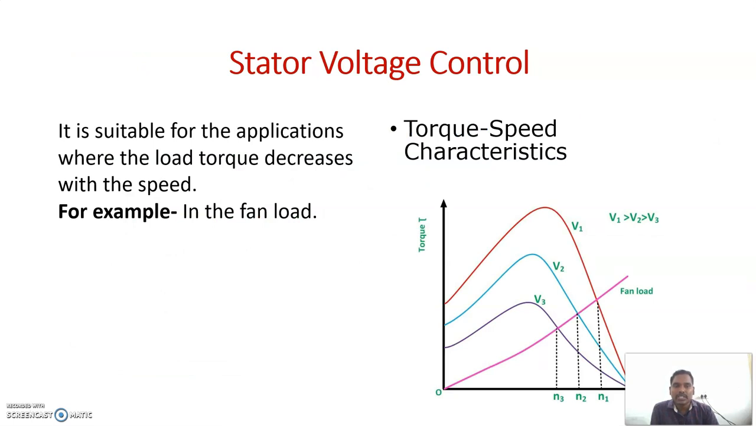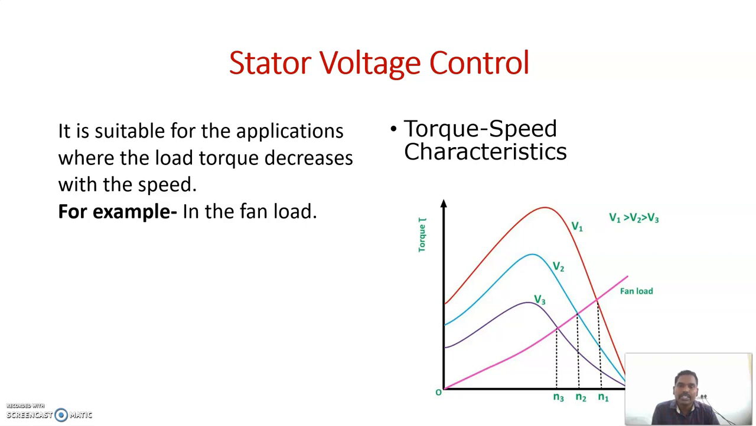So, stator voltage control. We already know very well about this stator voltage. When we reduce the supply voltage, we get reduced machine speed. We can experience this in our home itself. We have the fan, and we use the regulator of the fan. The regulator is the better example for stator voltage control.